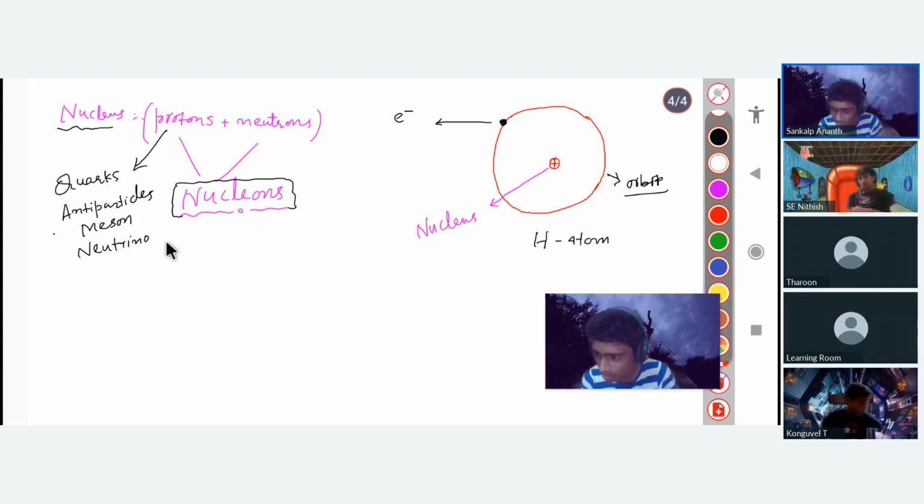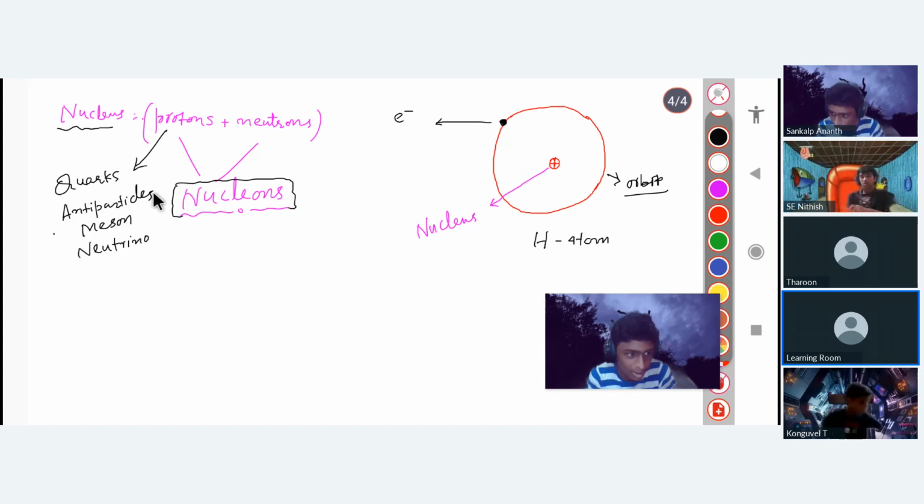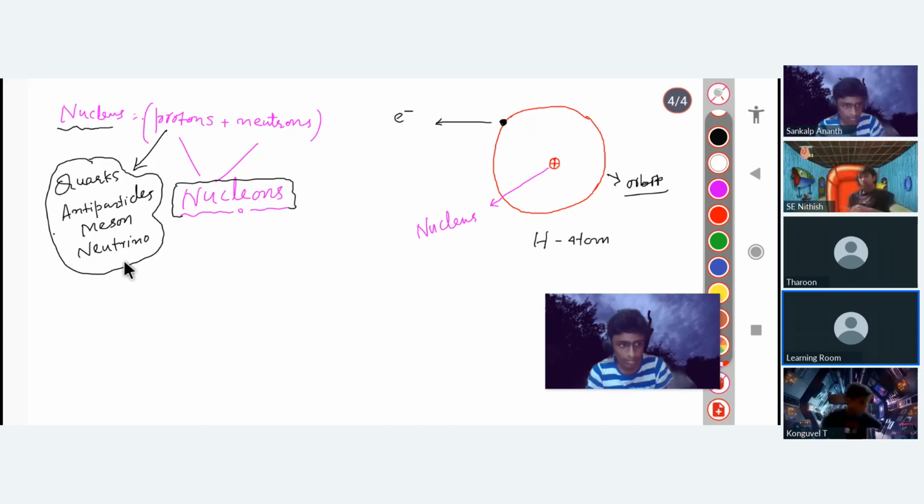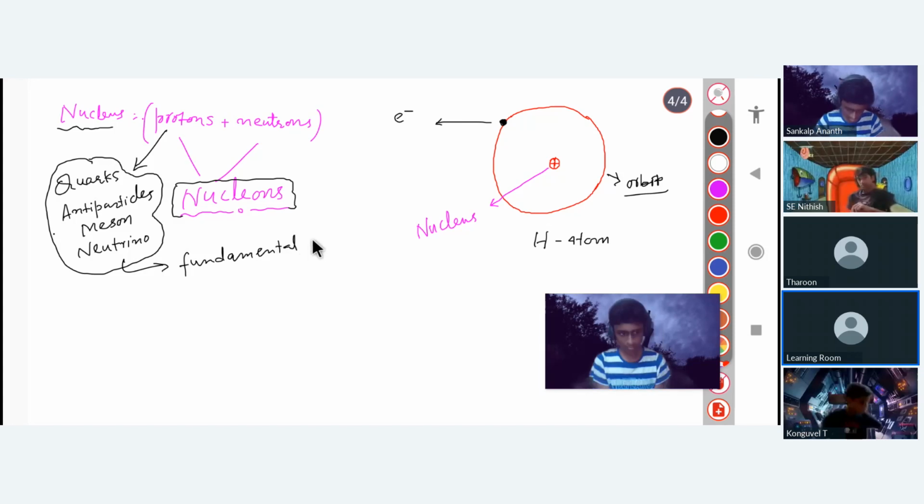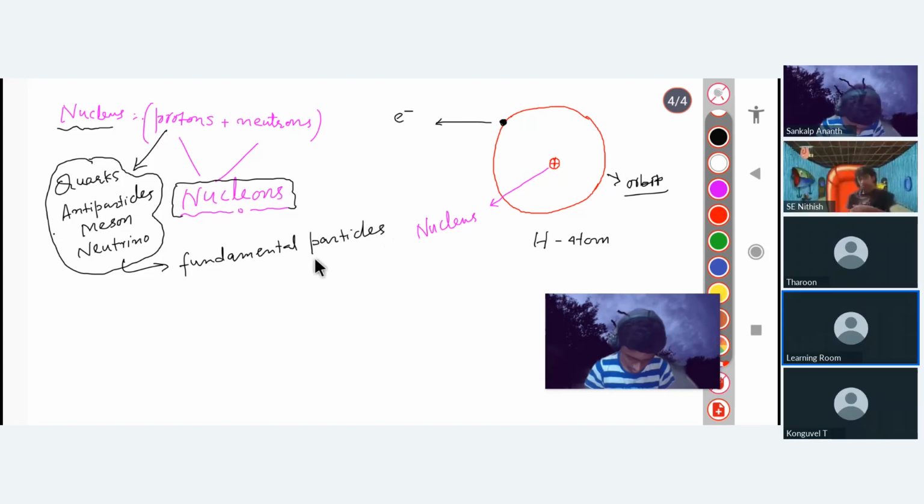Sir, so we can say subatomic particles are not the smallest particles. Exactly. There are also fundamental particles. Quarks are the fundamental particles. The subatomic particles are the electron, proton, and neutron. You have not studied quarks, they are very small particles. You have to just focus on the electron, proton, and neutron. Questions will be asked from that portion only.